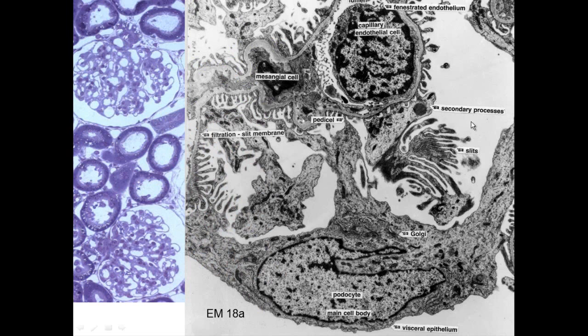If we look at an electron microscopic view, you can see the podocytes, which are the visceral cells that actually touch the urine. They also touch the endothelial cells. This is the endothelial cell that lines the capillary, and we can see the fenestra. These are the cross sections of the fenestra, and we can see the fenestrated epithelium there.